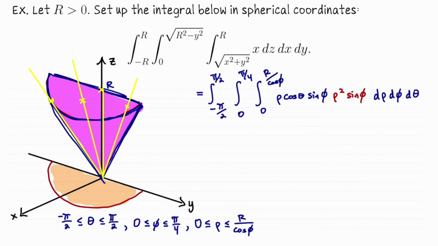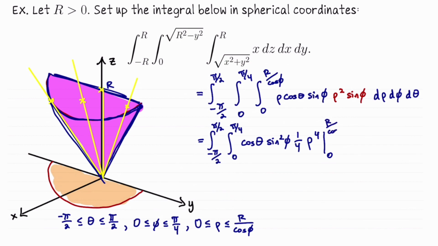All right, I don't think this is going to be a great integral to do, but let's go ahead and see what happens if we integrate from negative pi over 2 to pi over 2. And then from 0 through pi over 4. Now let me start combining my trig terms, and I'm going to go ahead and anti-differentiate rho cubed. So we have cosine theta, sine squared phi, and then the antiderivative of rho cubed is 1/4 rho to the 4th power from 0 to r divided by cosine phi, d phi, d theta.